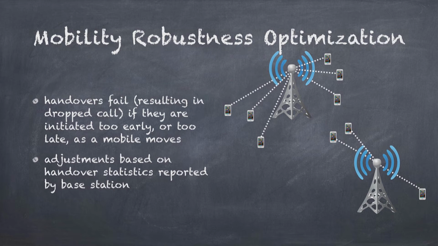The other problem can happen too, where he should have handed off a while ago, but he actually waited too long, and by the time he thinks he's going to start his handoff, it's too late, and the call's already dropped. So too early and too late can both happen.